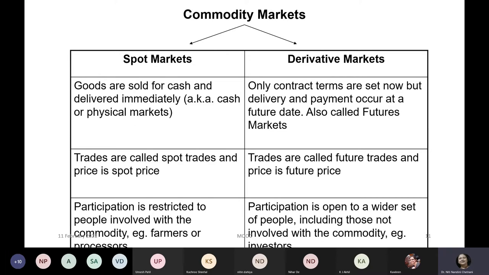And the trades that happen in the spot markets are called spot trades. It's called the spot price per quintal of potatoes. That's called the spot price.